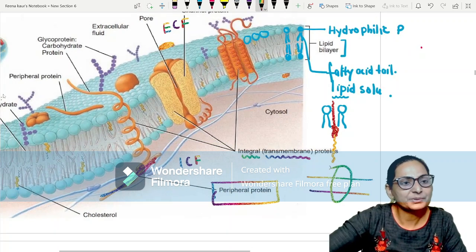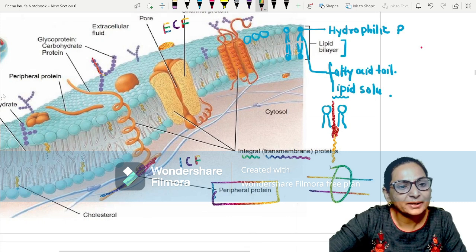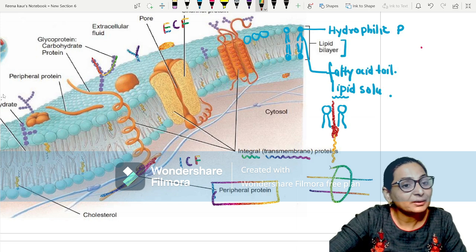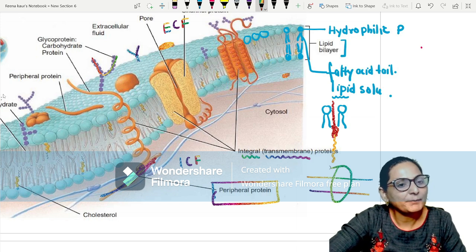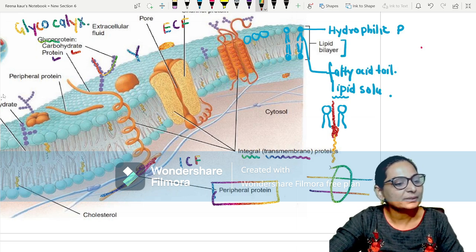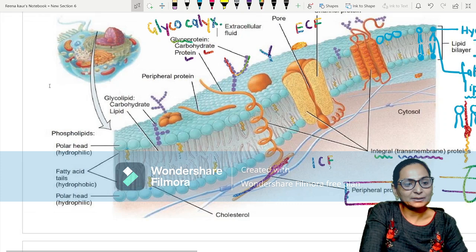Another important structure is this carbohydrate moiety. You can see this carbohydrate moiety. There is a combination of a protein and carbohydrate which is called the glycoproteins. Okay, it is called the glycocalyx. Right, so we'll write down all these.